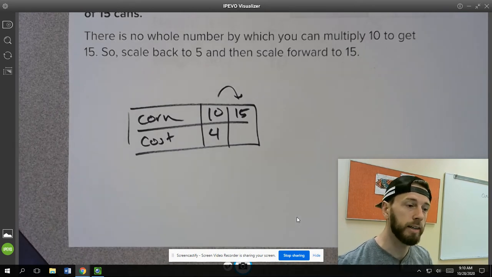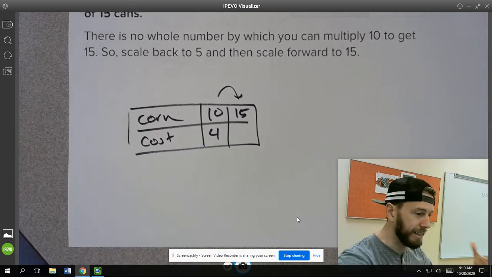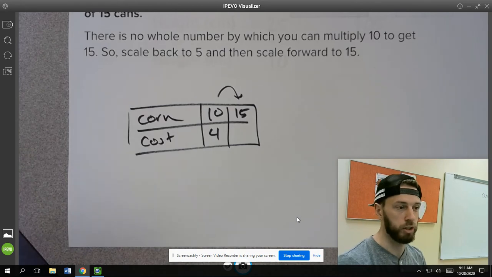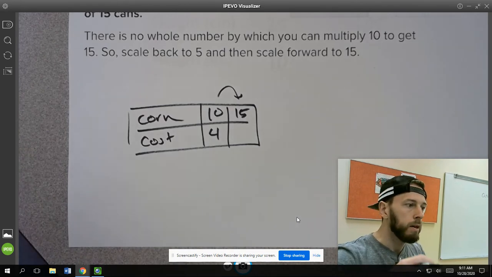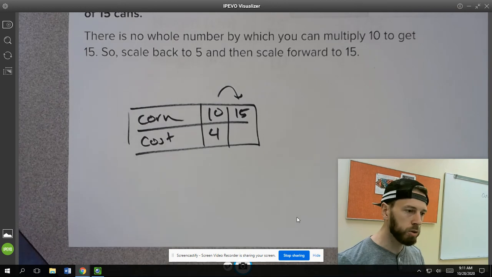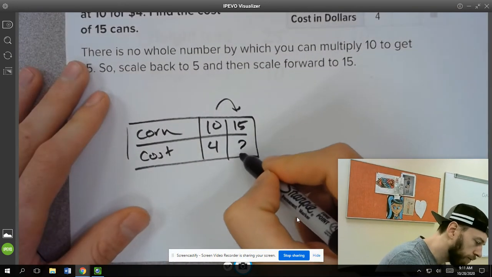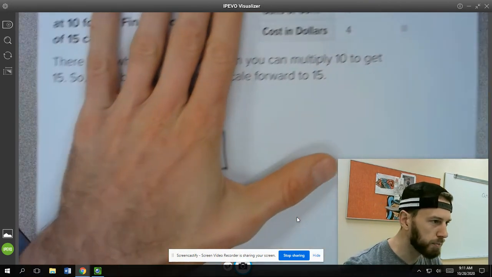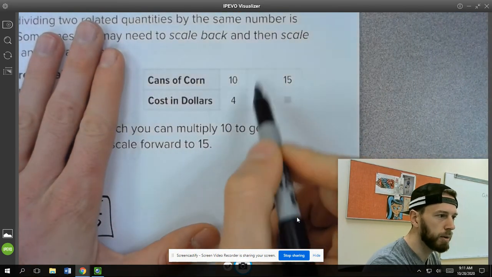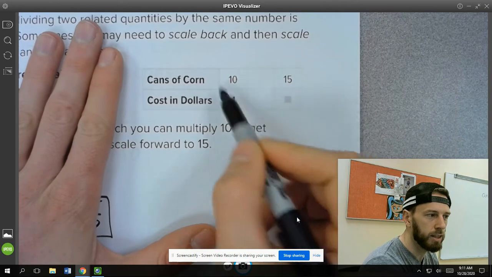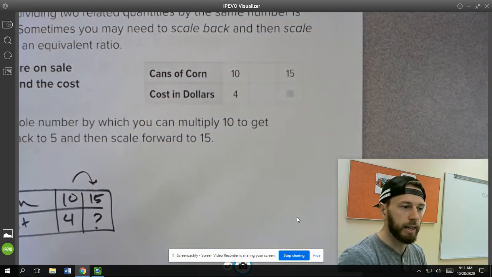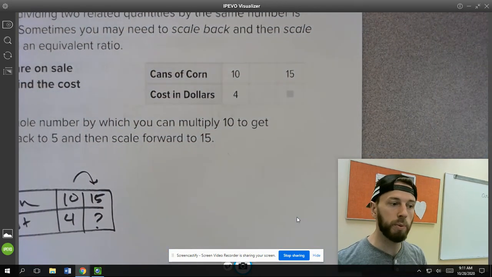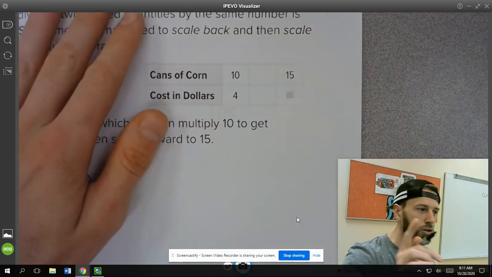We can find out very quickly that you cannot do anything to 10 with multiplication or division, whole numbers anyway, to get to 15. There's nothing that will do it. So how do we figure this out? Just like on the last problem where we had that space in the middle, we can take this ratio right here and take it up or down further than what we need to in order to help us out. So check this out.